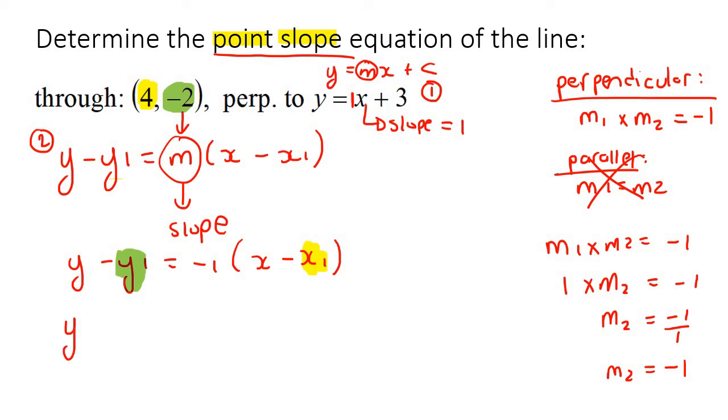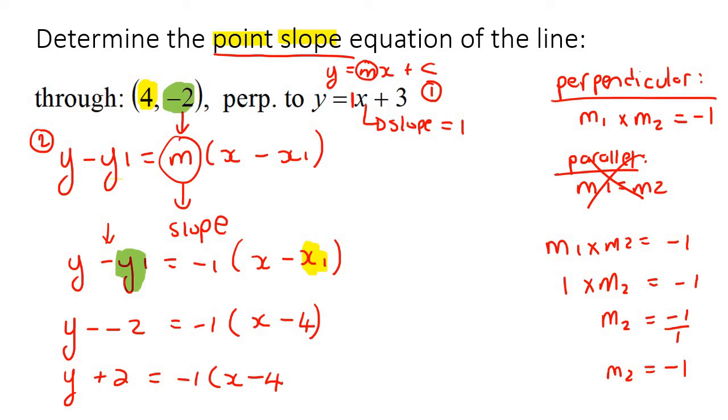So here we can say y take away -2. See how it already had a negative? And then this was also a negative. So I just filled that in over there. And then we're going to say -1, and then x take away 4. Now we'll just fix this part up over here. So it'll be y plus 2 equals -1 times x take away 4. Like that, and so that would be the final answer.